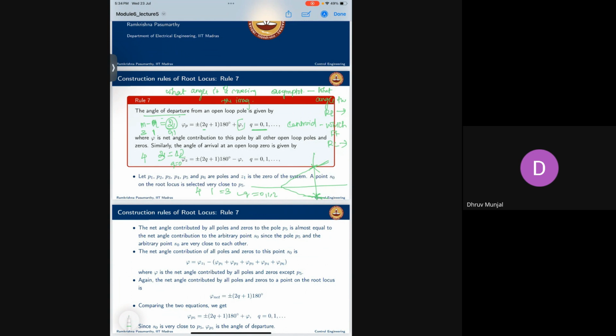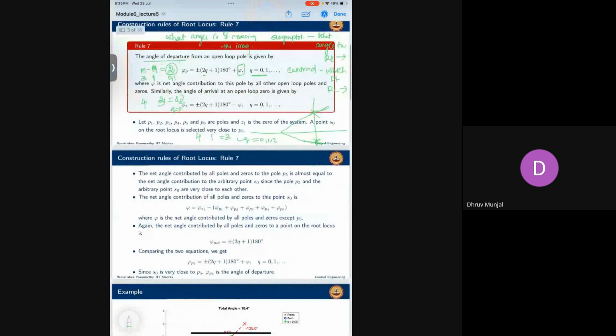And this psi is there, no? Psi only, right? This is psi or phi, whatever it is. This will be calculated based on your poles and zeros angles: summation of zeros angles minus summation of poles angles.